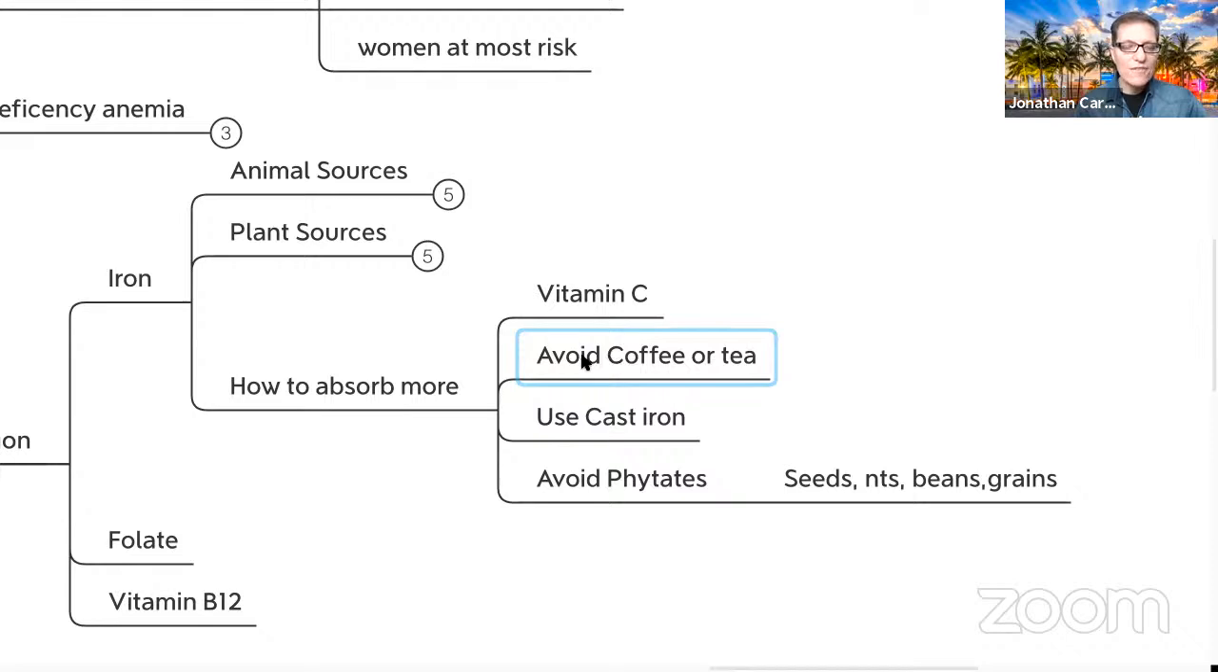Coffee and tea can interfere with absorption. So if you're drinking coffee and tea with your food and you have an issue with iron, then you're going to want to avoid coffee and tea and drink it when there's no food in your stomach. Cast iron, you can get a little bit of iron if you're cooking on cast iron.